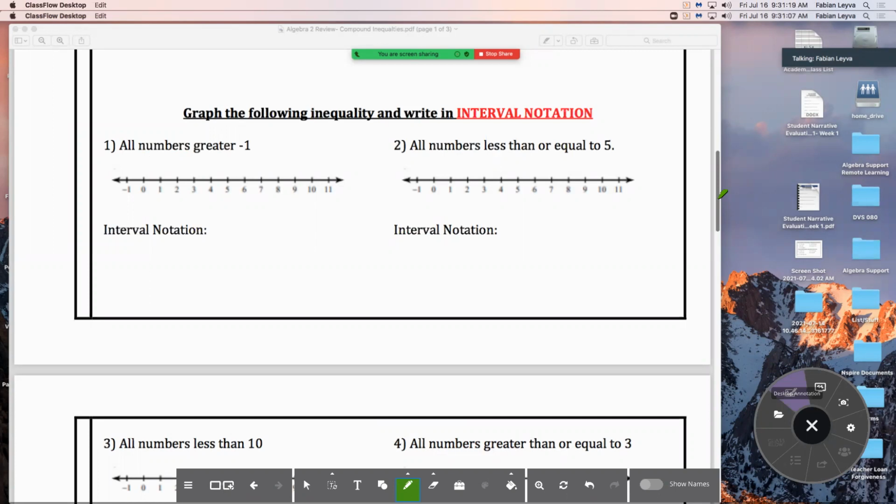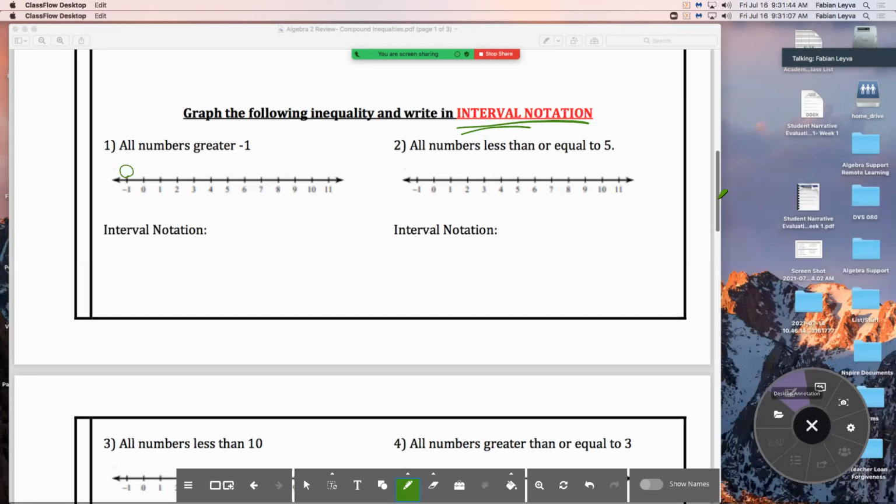Let's say I want you to graph the following inequality and write them in interval notation. I'll go over what interval notation is in a second. The first thing to do in this problem is to graph all the numbers that are greater than -1. That's the first thing I want you to do. So looking at this number line, I see that my -1 starts here. Now, I want all the numbers that are greater than.